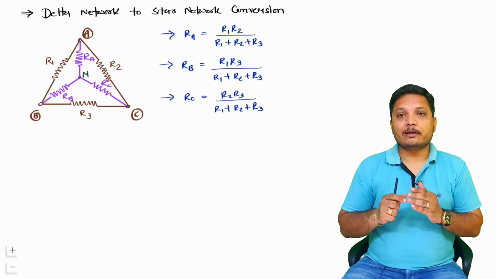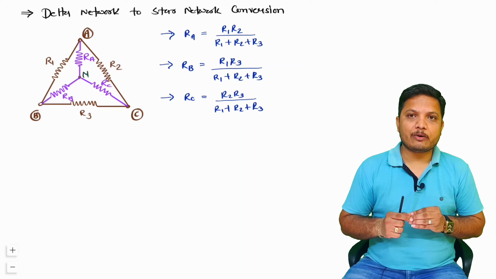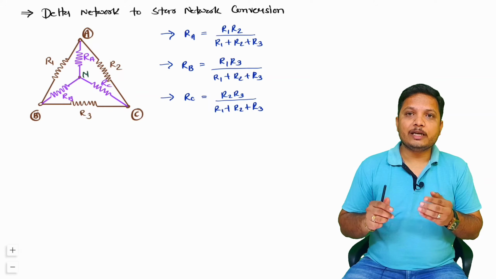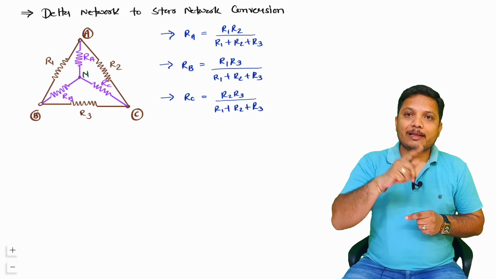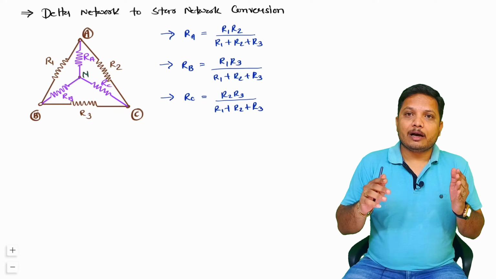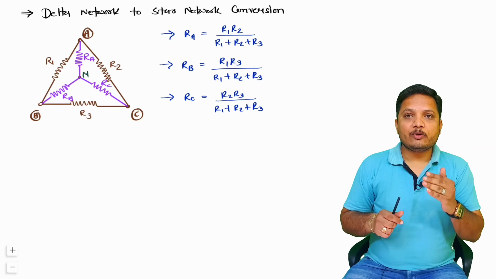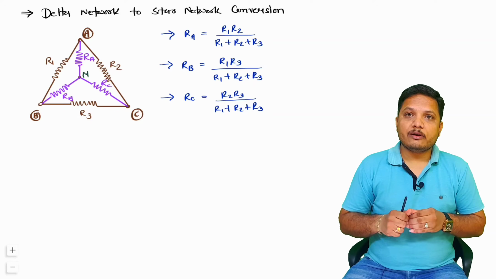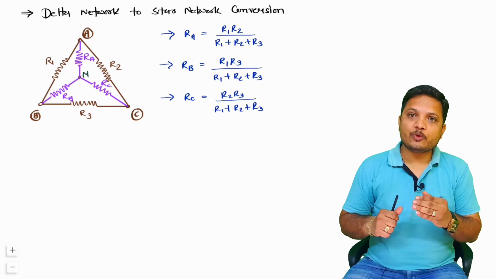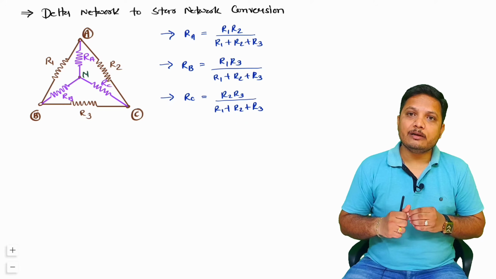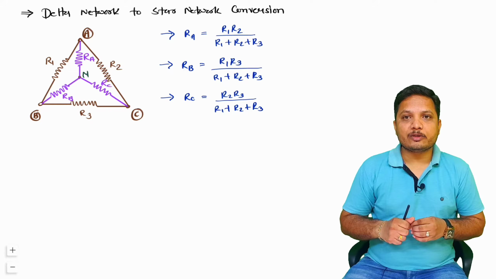So when you convert delta network into star network, this is the basic thing that you need to focus about. All you need to do is you need to multiply adjacent elements and divide by all elements for a conversion of delta into star. Now I'll be going to show you proof of these formulas. So that is quite interesting, and after that I'll show you one very interesting example based on delta to star conversion. So let us have a proof of delta to star conversion.